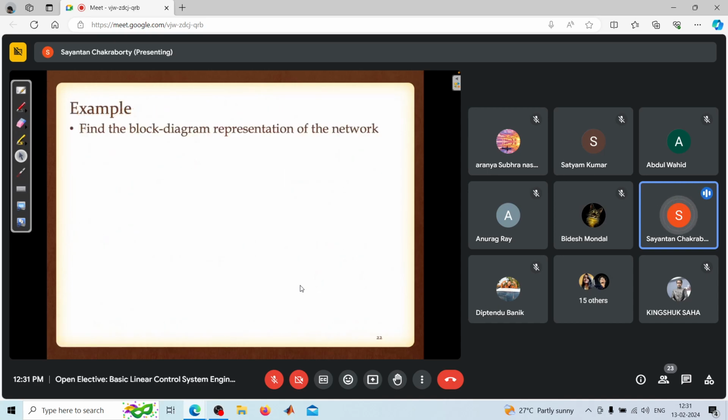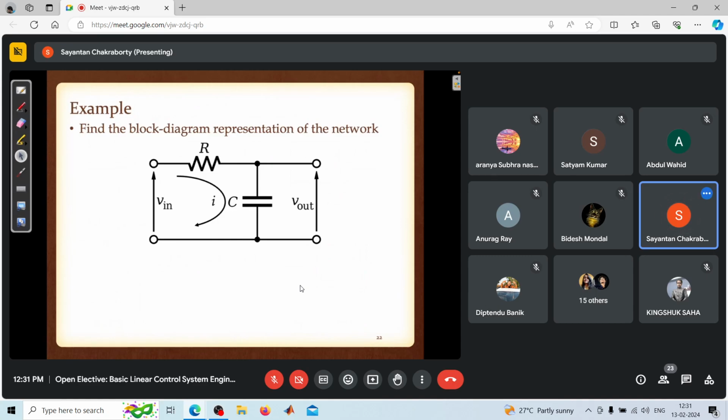To start with, let us consider this simple RC circuit. Now, how to develop the block diagram for this RC circuit? Let us see. To develop a block diagram, we have to first convert this circuit either into the complex impedance form, or you can write down the differential equation, or the equation from which the characteristic equation follows.